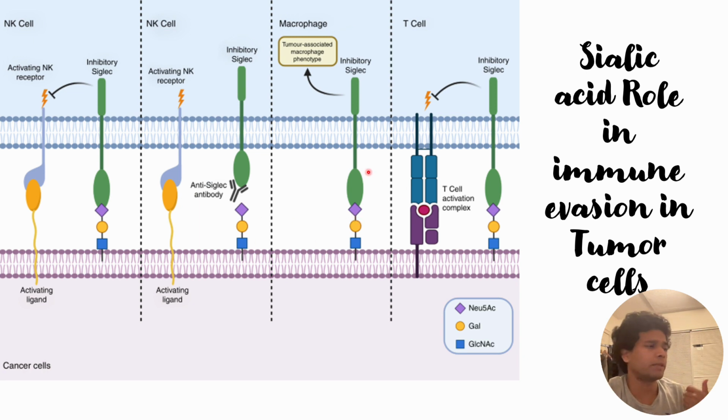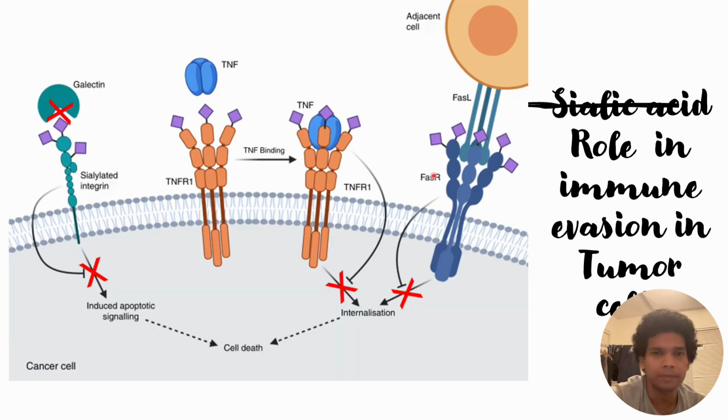It has also been published in the literature that sialic acid plays an important role in the metastasis of the tumor. This paper has also discussed the signaling pathway changes that lead to the metastasis of the tumor. This is another figure that represents the role of sialic acid in preventing apoptosis in the tumor cells.